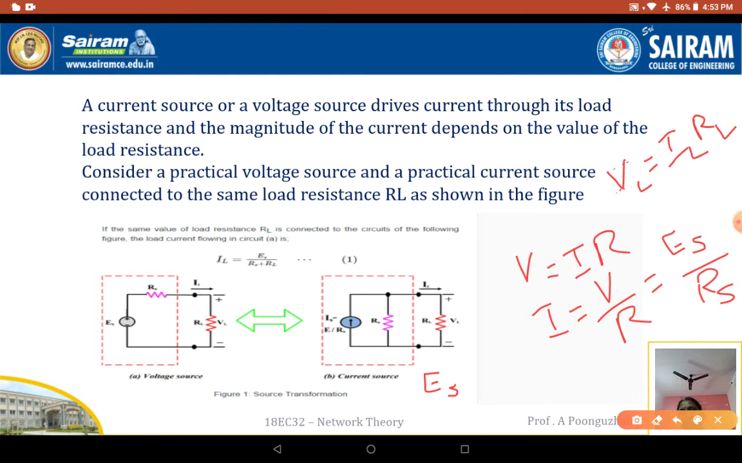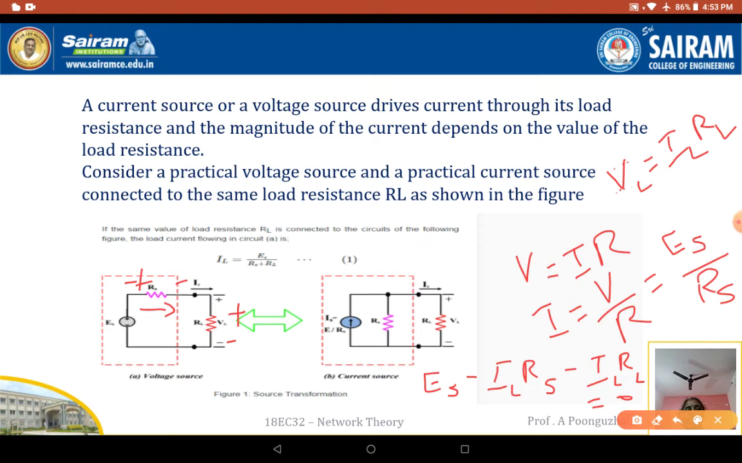So current is flowing like this. When current is flowing like this, when current enters, this is going to be plus sign, this is going to be minus sign. Similarly, when current enters like this is the plus sign, and this is going to be a minus sign. So the current that is going to flow through this circuit is going to be IL. So ES, plus to minus, is going to be minus IL into RS. So RS, again plus to minus, IL into RL is equal to 0.